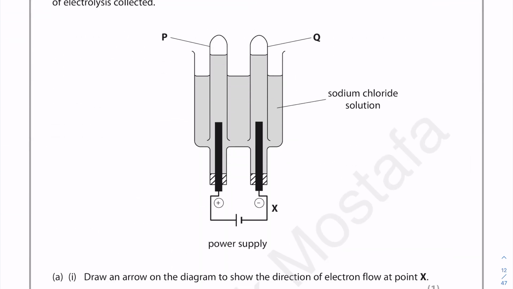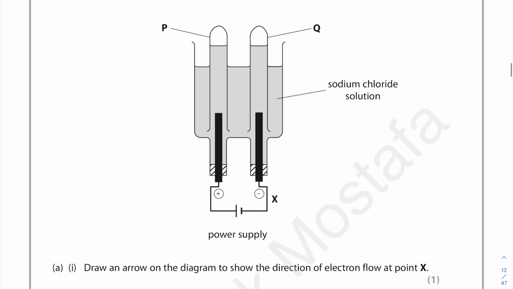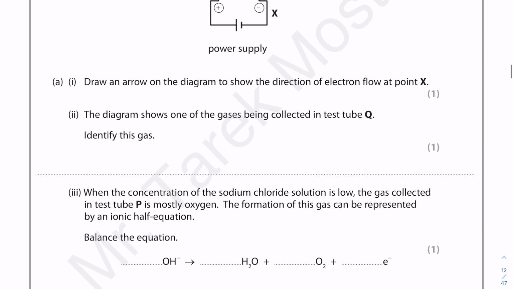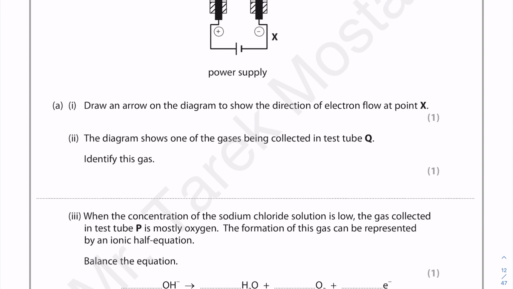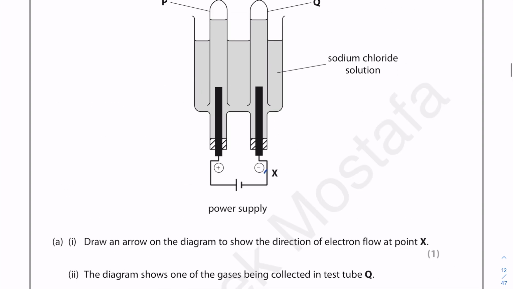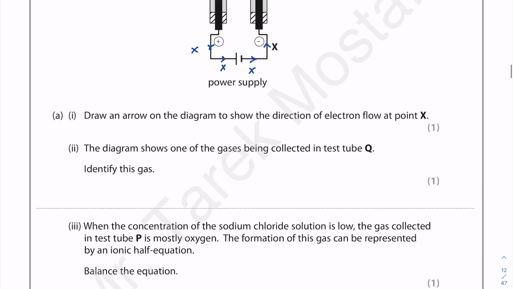Question 10. The diagram shows how sodium chloride solution can be electrolyzed and the products of electrolysis collected. It is not specified so far whether the electrolysis is of concentrated or dilute solution. Question A(i). Draw an arrow on the diagram to show the direction of electron flow at point X. At point X the electron flow is upward. If point X were here you would draw the arrow to the right, if here also to the right, and if here, downward. The electron flow in the circuit is always from the negative electrode, the cathode, and from the anode to the positive electrode.